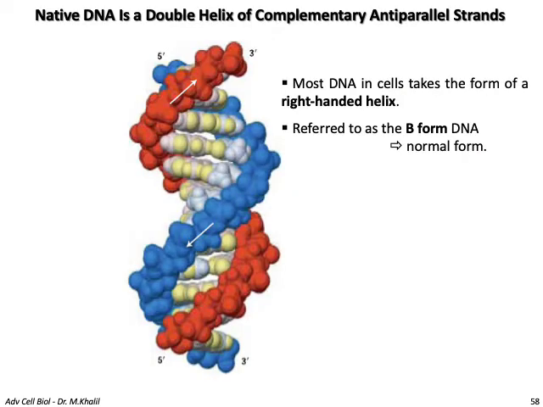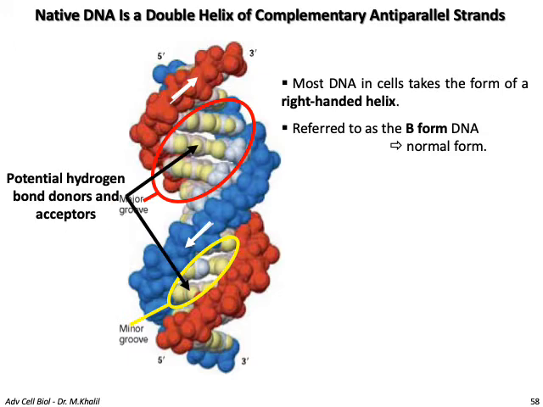When you look at the double helix structure of DNA, you'll find that most DNA in cells takes the form of a right-handed helix. We refer to it as B-form DNA, and usually it's the normal form. And of course, you can see the antiparallel double strand, the red and blue, and these orientations generate two grooves. One of them is the major groove and the other is the minor groove.